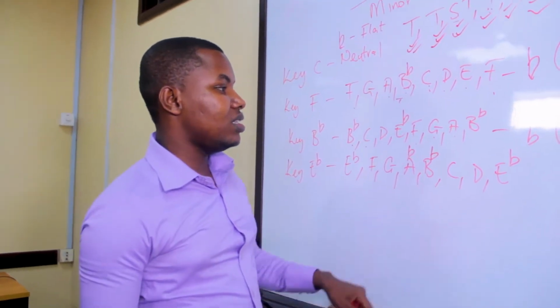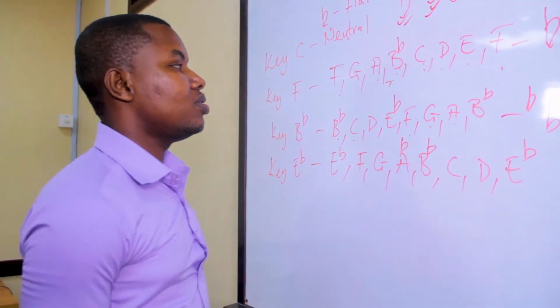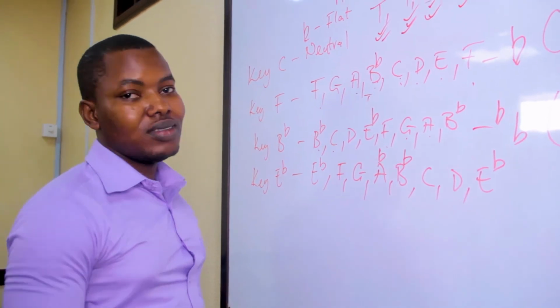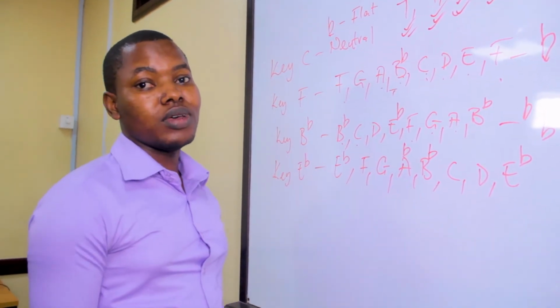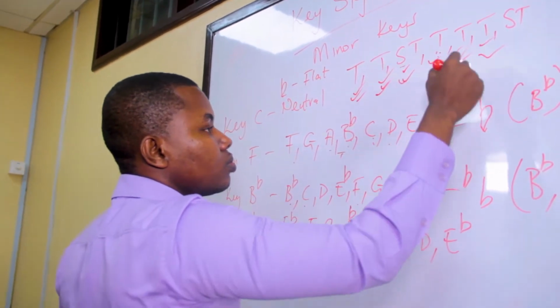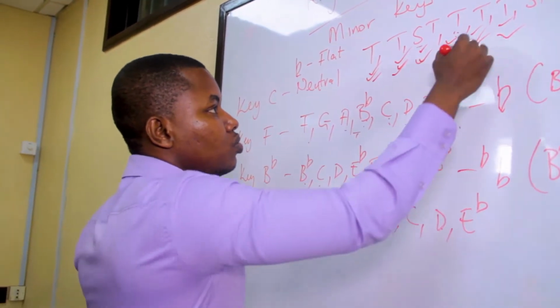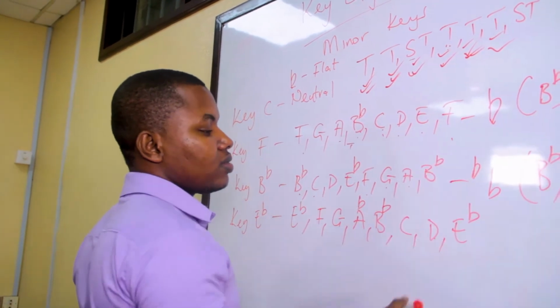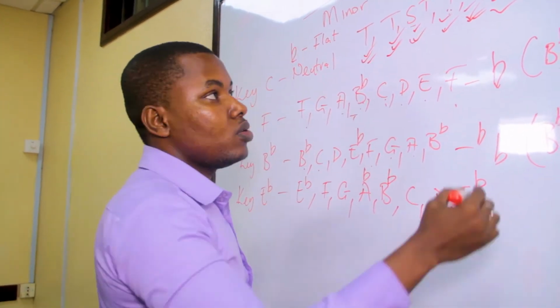Now B flat to C. Is it a tone or a semitone? Now B flat to C is a tone because there are 2 tones and 2 semitones, right? So we check. Now C to D is a tone, we check. D to E flat is a semitone, we check.